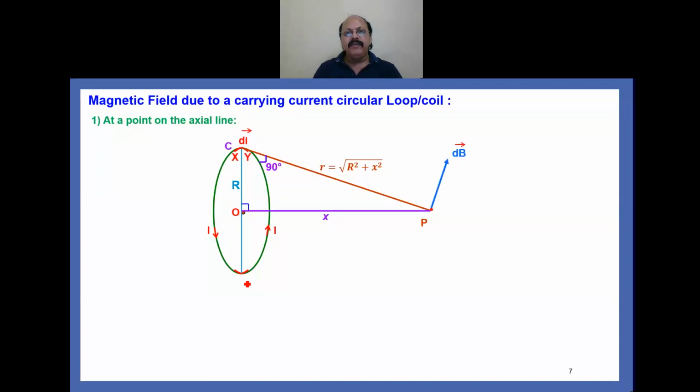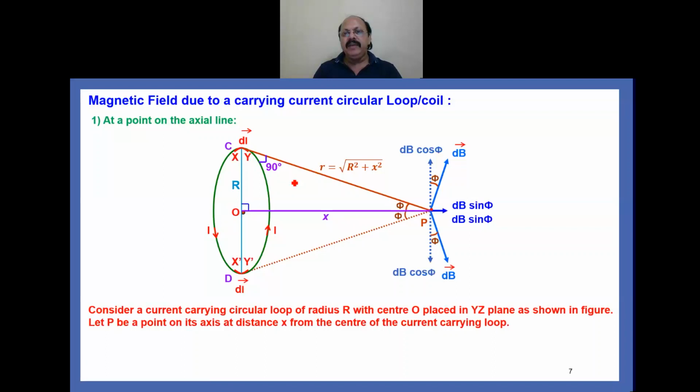The direction of the magnetic field is dB vector, which we resolve into two components, dB cos phi and dB sin phi. Here you see that this point P from this current element is at distance small r, and that small r equals under root R square plus x square, right? The angle between the dl vector and this small r vector is 90 degrees. Similarly, if we take the current element at point D, then again the magnetic field is dB vector, resolved into the two components dB cos phi and dB sin phi.